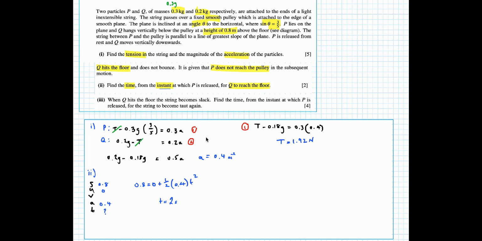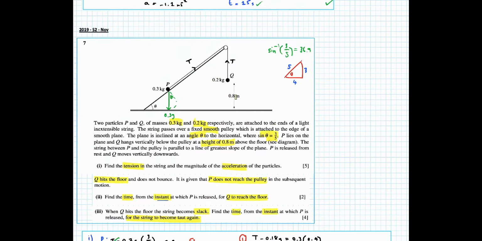So part 3, Q hits the ground and the string becomes slack, loose. Find the time from the instant at which P is released for the string to become taut, or tight again. Take note of those words. There'll be keywords that might pop up now and then. Slack and taut. So we're going to do another round of suvat, I expect.